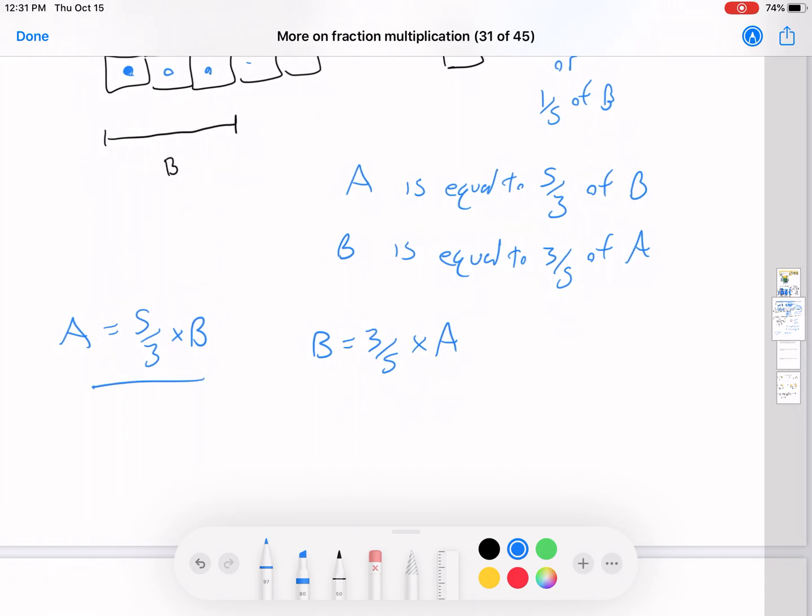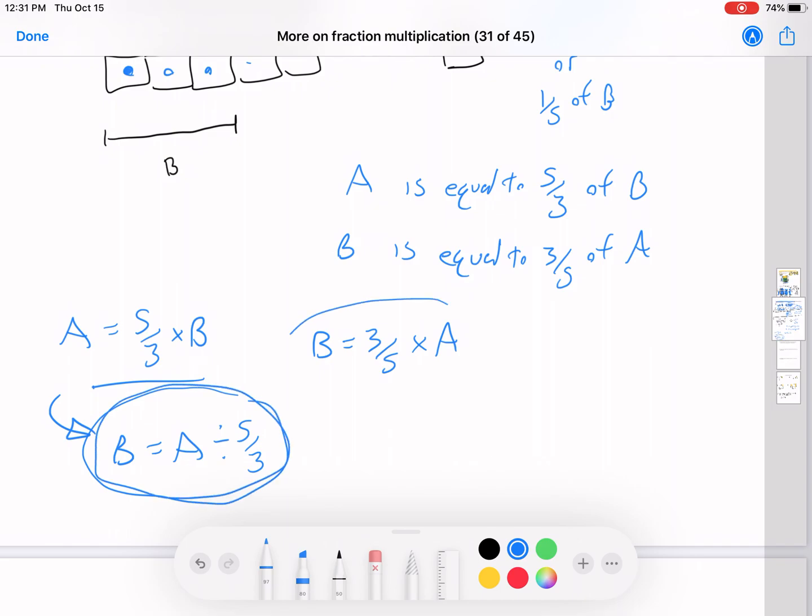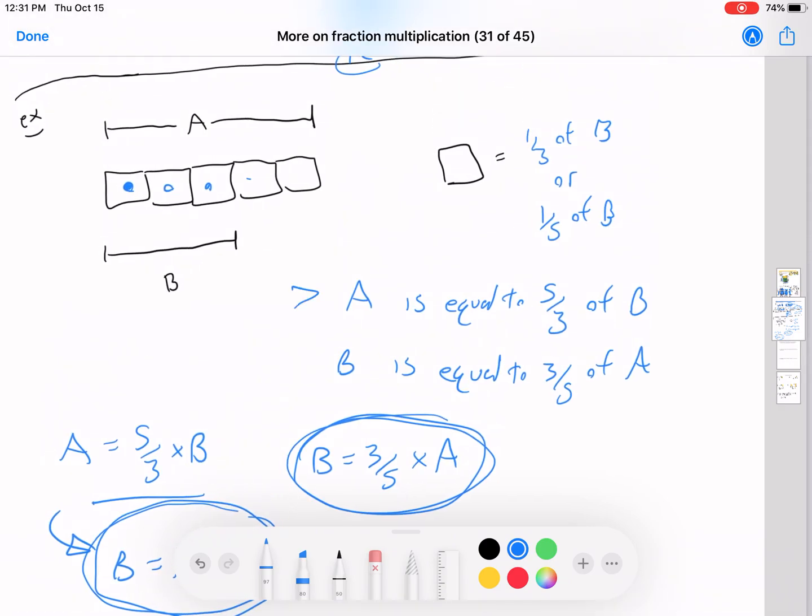But whenever I have a multiplication sentence, I can also turn it into a corresponding division sentence. So this would say B equals A divided by 5 thirds. So B can equal A divided by 5 thirds, or B can equal A times 3 fifths. And it has to do with this reciprocal relationship. If one quantity is 5 thirds, so if A is 5 thirds of B, B must equal 3 fifths of A.